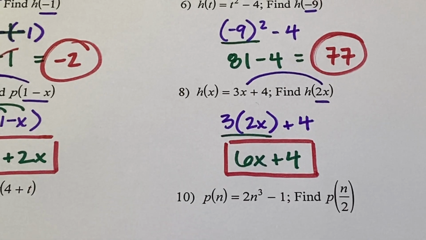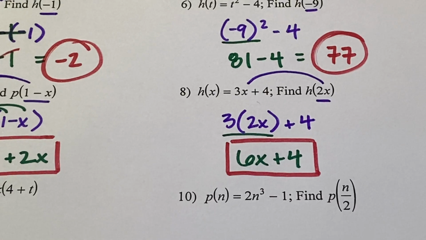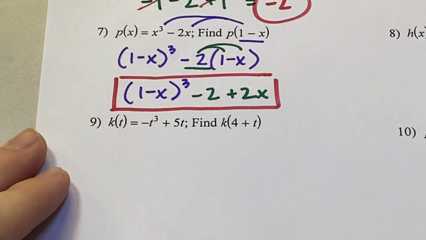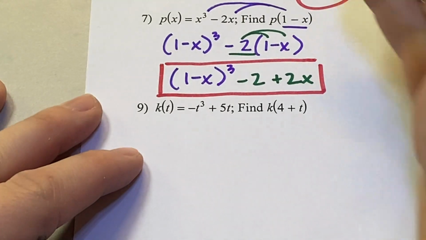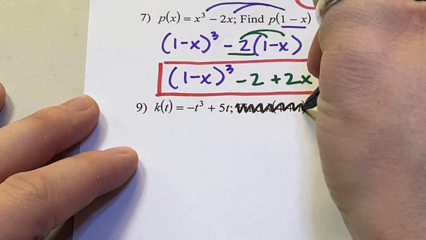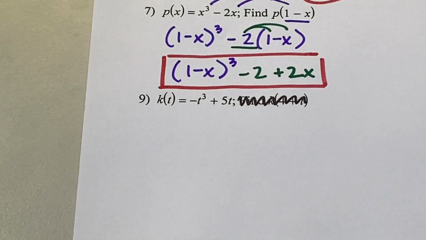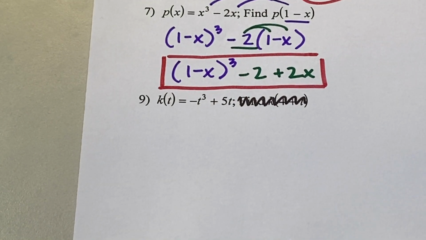Okay, on numbers 9 and 10, I'm going to change it up just a little bit. Okay, so everybody copy down what I'm copying down, because this is how you will see it on your assignment written like this. Okay, so I'm gonna take k of t. What's the letter in the alphabet after k?